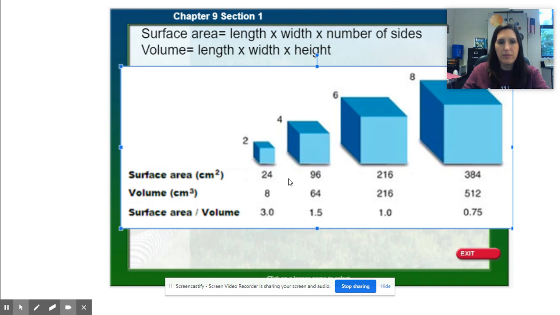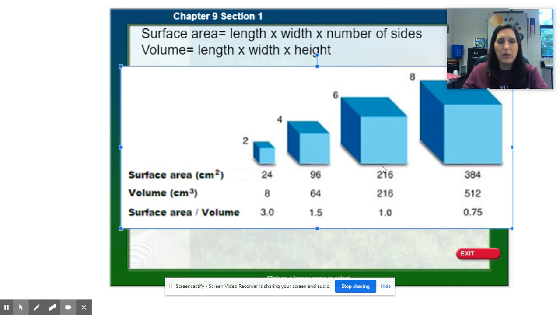Let's take a look at a bigger cell. Here, our next size up, our surface area would be 4 times 4 times 6, which is 96. The volume, 4 times 4 times 4, is 64. I've gone up 2 sizes. I've doubled my size, but my surface area is not doubled, and my volume has definitely gone up a lot more. When I divide the surface area by my volume, I see that the ratio is 1.5. It looks like the ratio is going down. It's getting smaller as we go up.